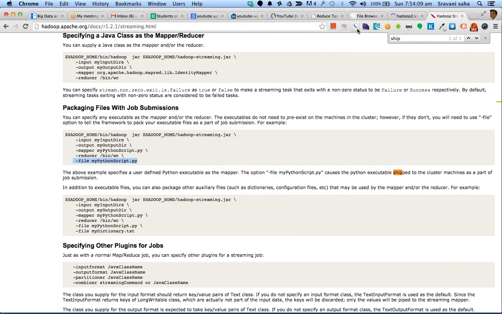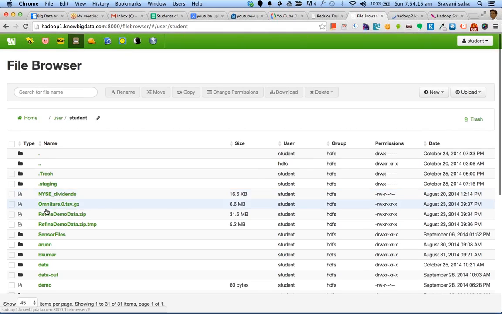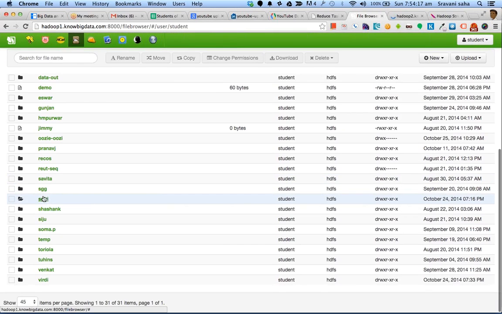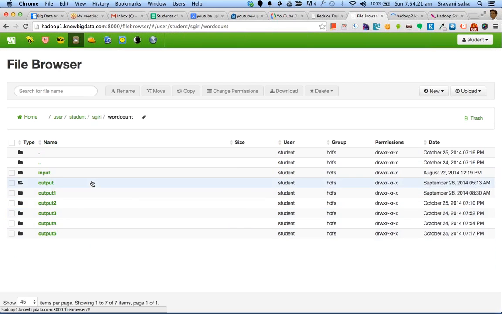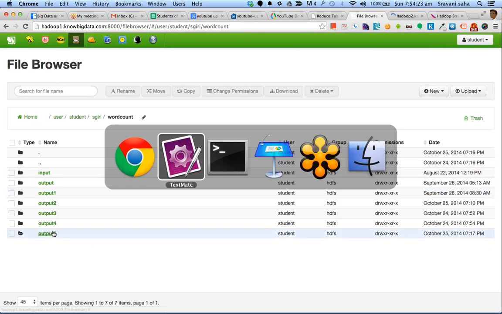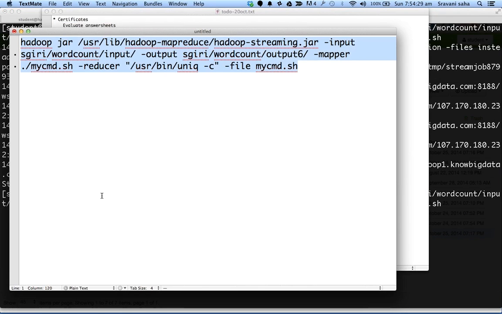I think 6, right? Let's see my sgiri. Where is my folder? This is my folder, and under that we have word count. So output 5 we have, then we can have output 6. Output 6.